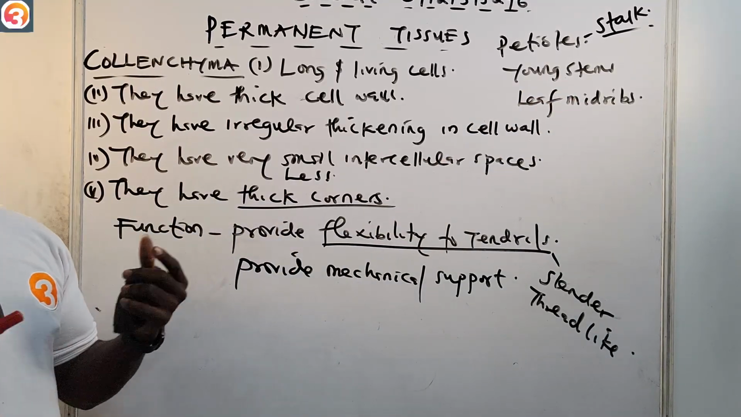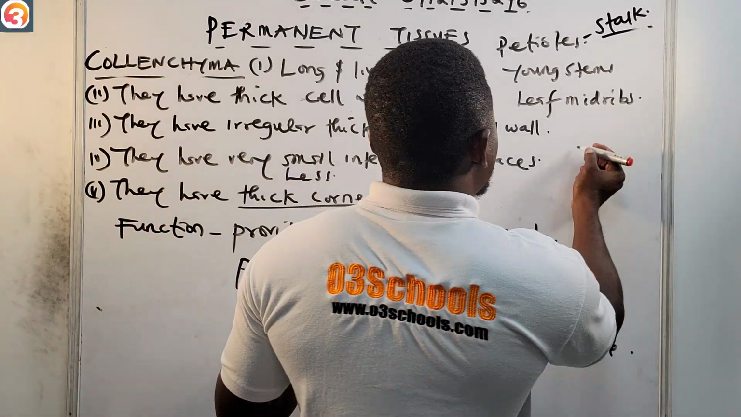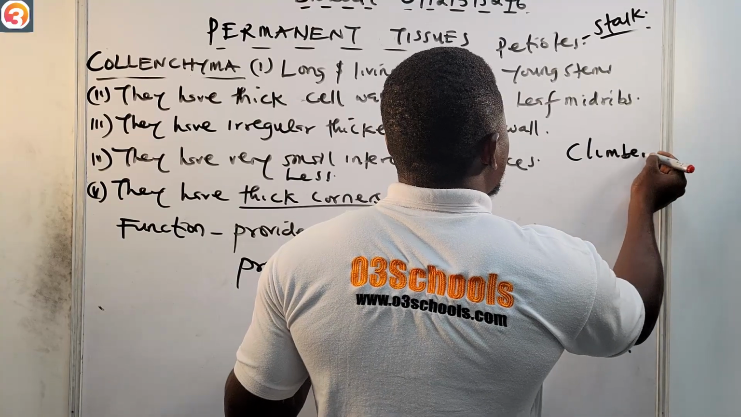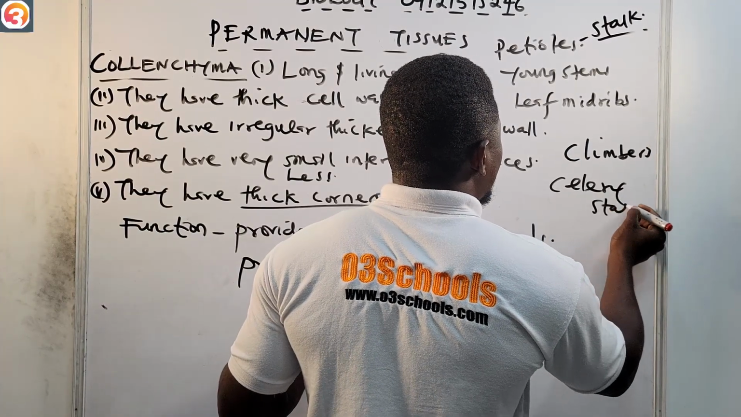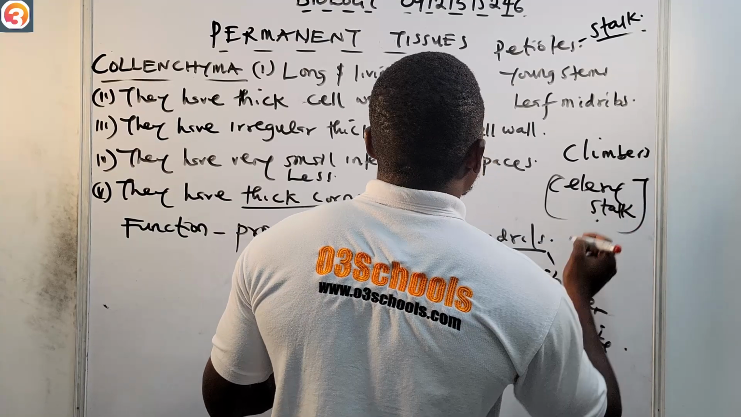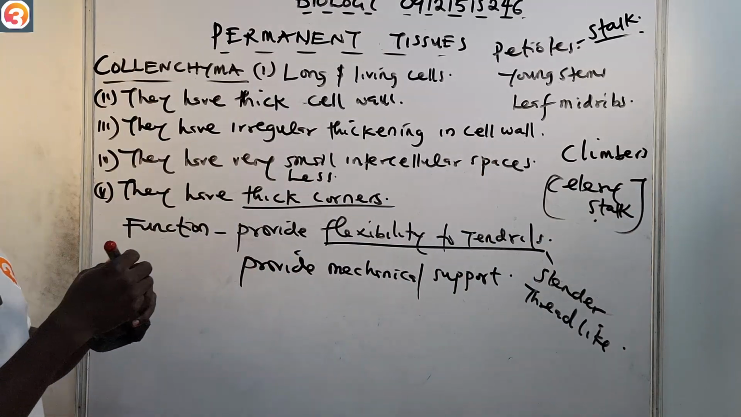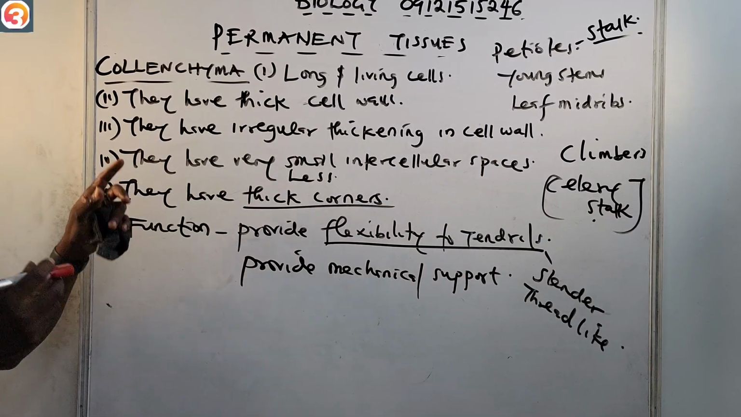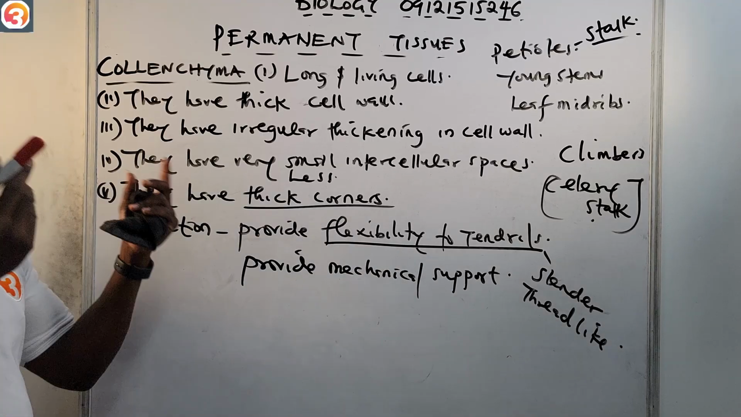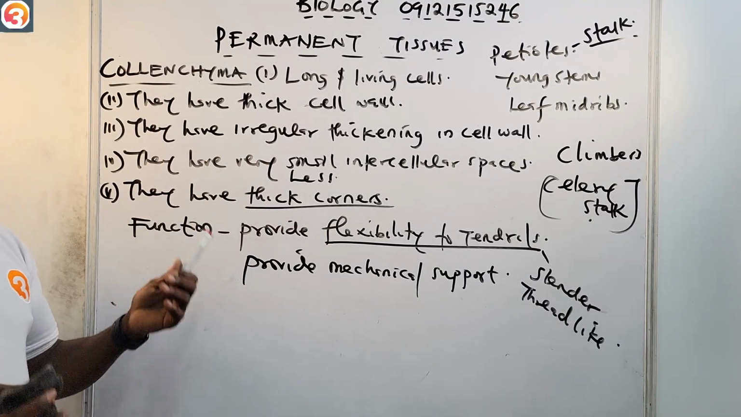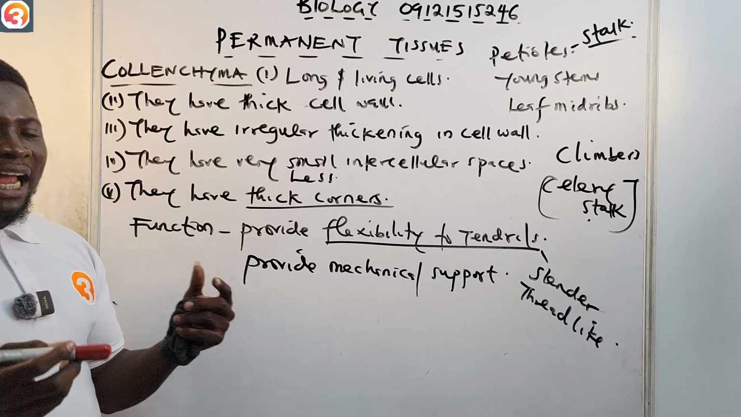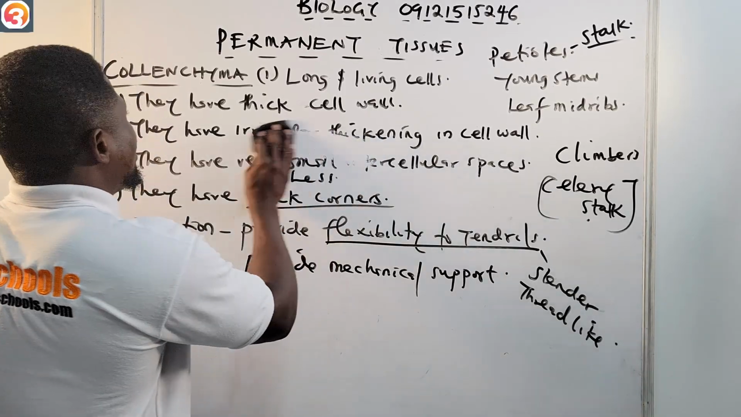And of course, like I said, an example is celery stalk. So these are the functions, these are the characteristics, and these are the locations where you can find the Collenchyma tissues. And that will take us to the third one, which is the Sclerenchyma. Let us see Sclerenchyma.